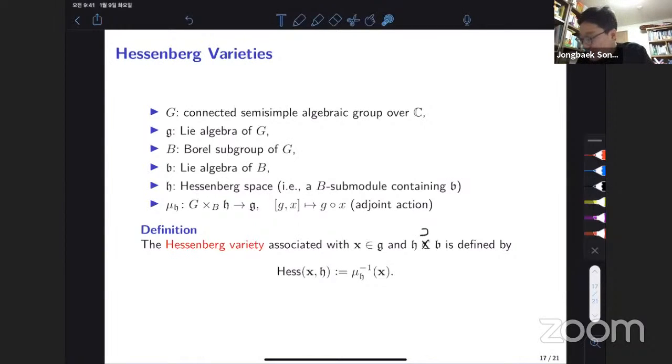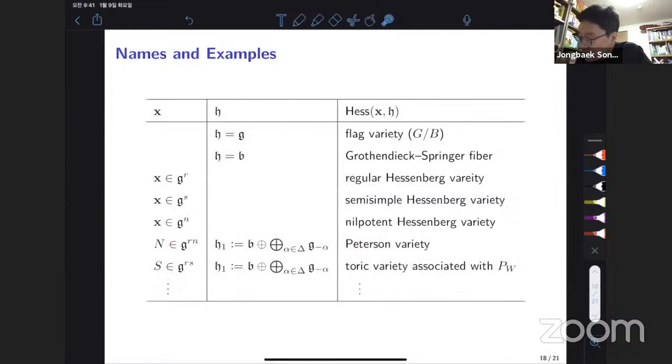So remember that in order to define a Hessenberg variety, there are two ingredients. X, an element in this Lie algebra, and the Hessenberg space H. Depending on the choice of these two ingredients, there are a bunch of names. If you take the Hessenberg space to be the entire Lie algebra, then this is going to be the flag variety. And if you take the Borel subalgebra, this is called the Grothendieck-Springer fiber.